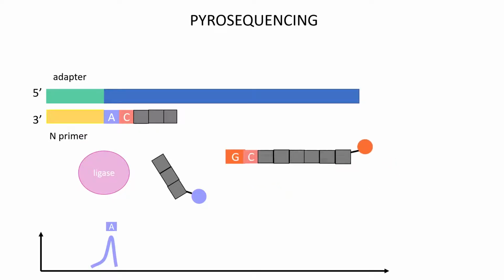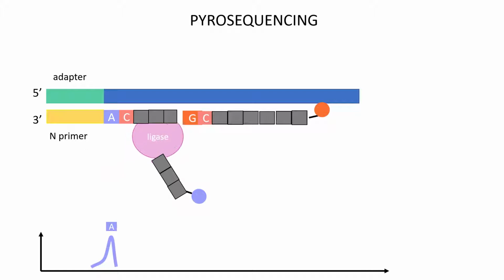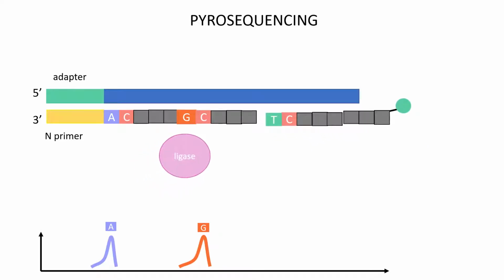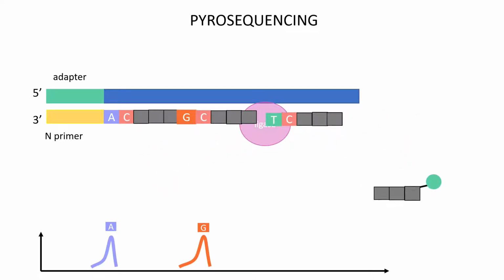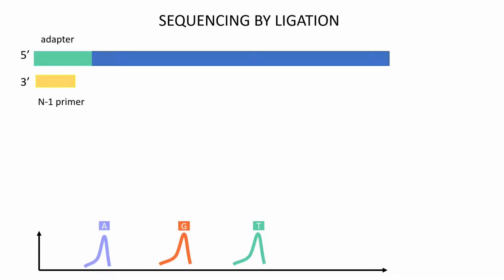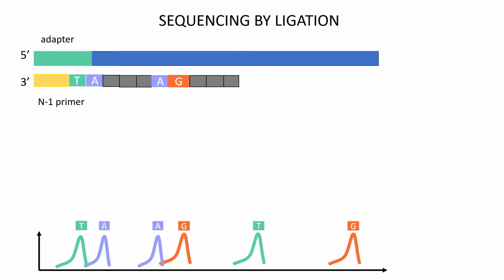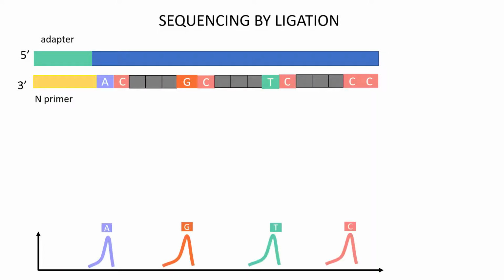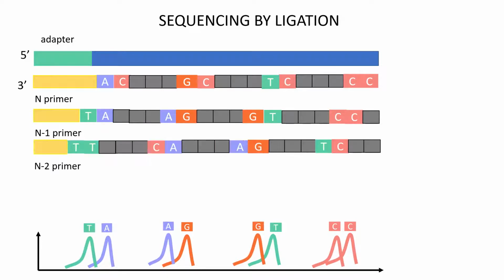The cycle of ligation is continued 7 times to form a chain. The second round uses a shorter primer, and the process is repeated. A shorter primer is used for each round until every base is identified.